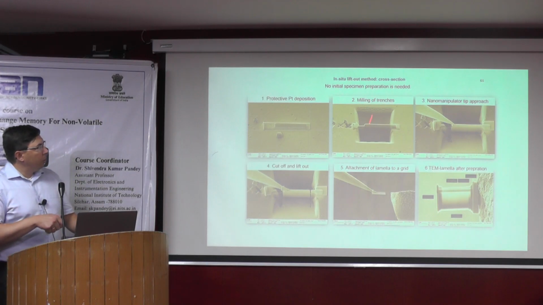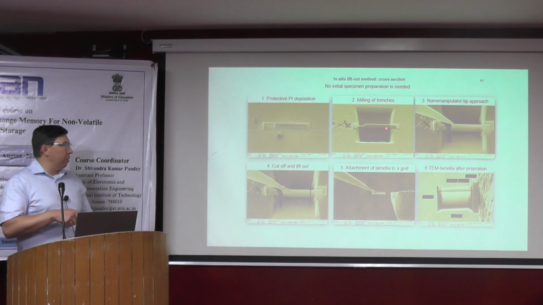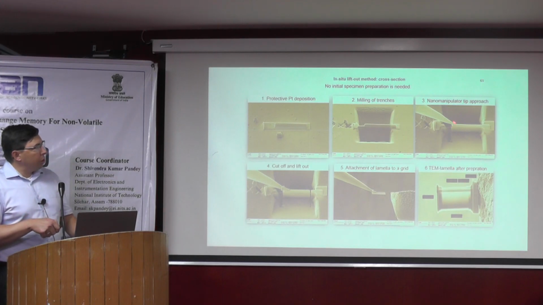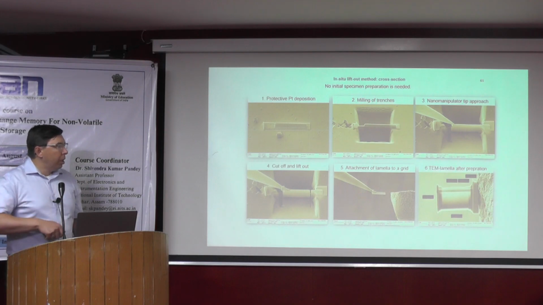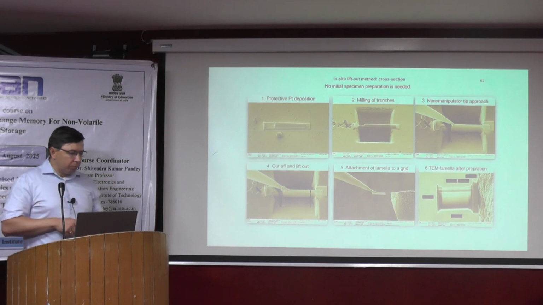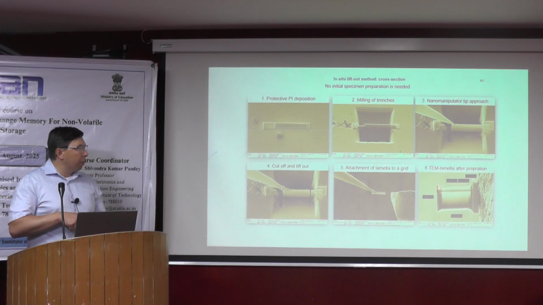Then after you make such trenches, you have your internal manipulator. Then you attach your lamella. This is now a thin lamella, with a thickness of several hundred micrometers. You attach it to the manipulator, and then you cut from the bottom and from the side, and then you transfer it to your grid. Afterwards you proceed with ion beam milling from one side and then the other side.